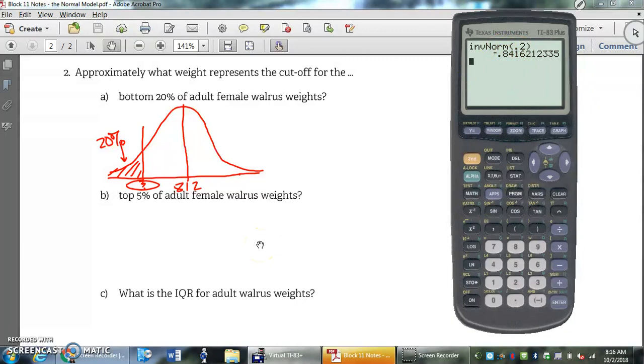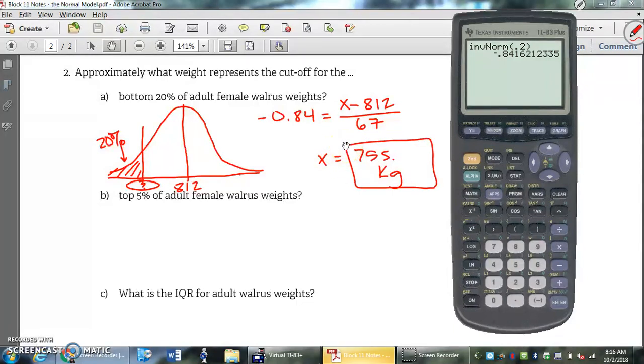And then from there, we would do what we did in class, where we set that z-score equal to our z-score equation. So x is the observed value that we don't know, minus our mean of 812, divided by 67. You solve for x, you get what you get. I think it was 755 point something kilograms.